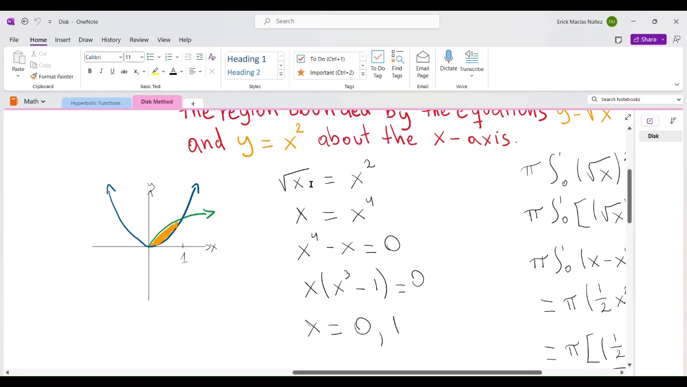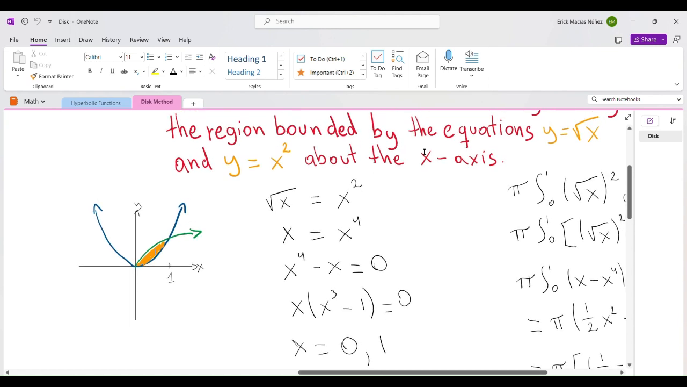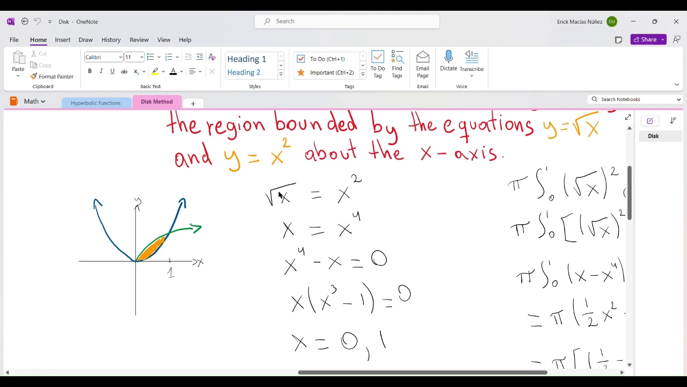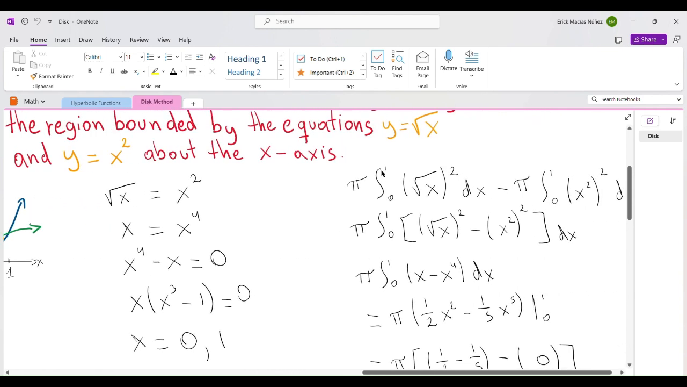Now, first you want to set the two equations equal. As you can see, this one is radical of x, and this one will be x squared. Here, you're going to have to find the x. So get rid of this radical, get rid of this square, and you will end up having 2 points, which will be 0 and 1. Those 2 points are important because you're going to need them when you are integrating.